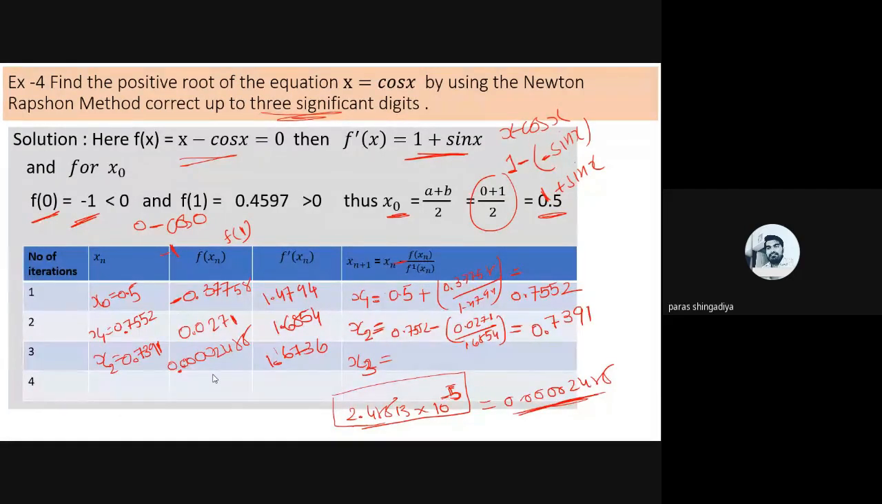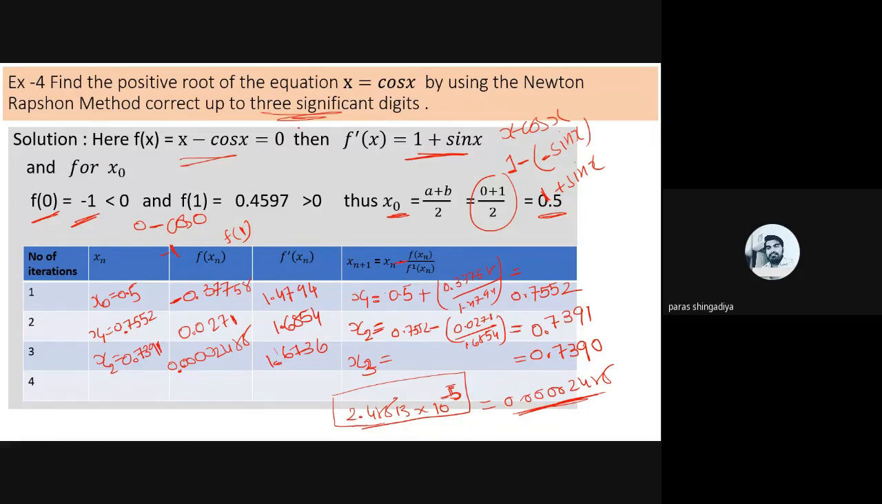That's very good. x3 is 0.7390. Good. So let us check it. x3 is 0.7391 minus, and then after write all this value in the bracket, 0.002488 divided by 1.6736, bracket over, and you will get 0.7390. Clear?